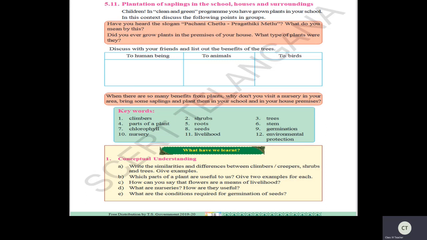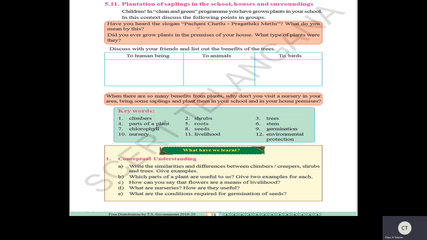So why are all these programs being held here? Because you should know the importance of plants. So in this whole chapter, what did you understand, children? Plants are very important for living beings, right children? For everyone, plants are very important. So we should not destroy the plants. Instead of that, we should do plantation programs, right?